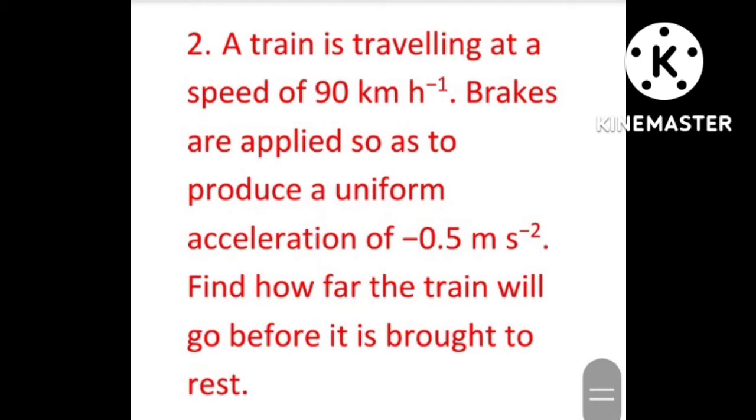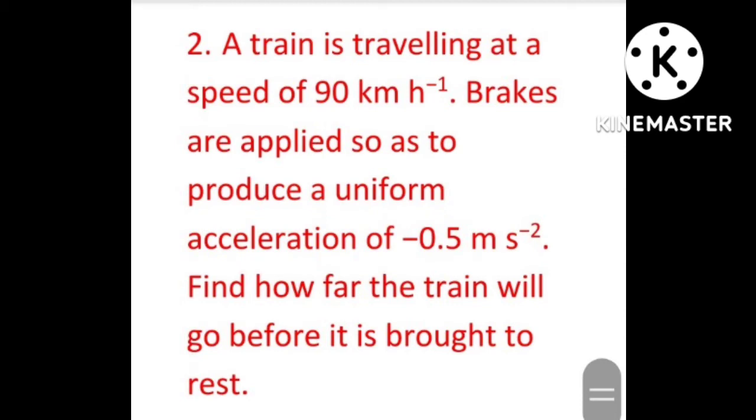Now we can read the question once more to write down the given quantities. Okay, what is given here? A train is traveling at a speed of 90 km per hour. That means the initial velocity is 90 km per hour, that is u equal to 90 km per hour. Now brakes are applied so as to produce a uniform acceleration of minus 0.5 meter per second square.